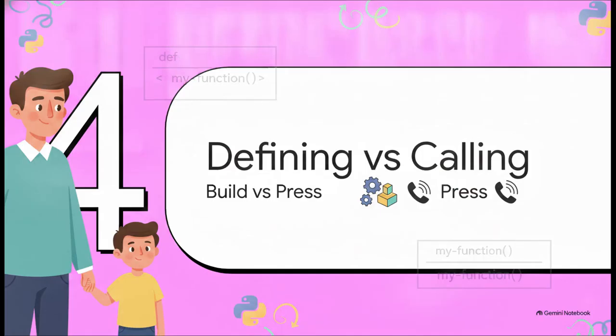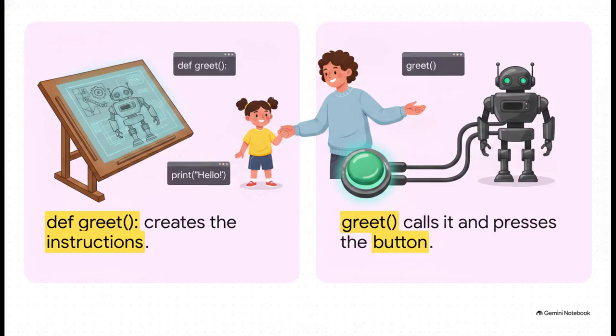Section 4, defining versus calling, building the button versus pressing it. We're going to gently introduce the actual syntax here, but let's just keep our focus strictly on the big picture before getting bogged down in details. Take a look at this comparison because it brilliantly illustrates the core difference. On the left side, we have def greet followed by print hello. That is defining the function. You're creating the instructions. But on the right side, just greet, that is calling the function. You are simply pressing the button to execute those instructions.